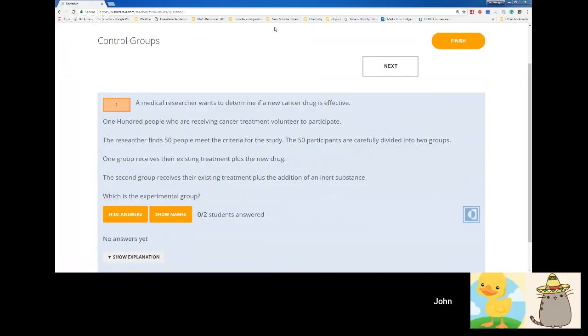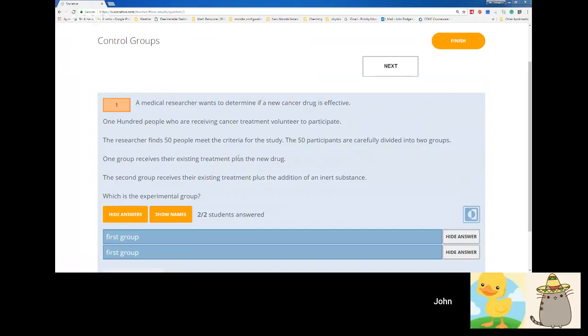Quite often, to control extraneous variables, people will get excluded from cancer studies. Researchers often have to vet through the list and make sure they're controlling all the extraneous variables. They might, for example, exclude people who have been smokers. They might make sure that all the variables are the same. So ultimately, the researcher finds 50 people who meet the criteria. Those 50 people are carefully divided into two groups. One group gets their existing treatment with the new drug added. The second group gets their existing treatment plus the addition of an inert substance.